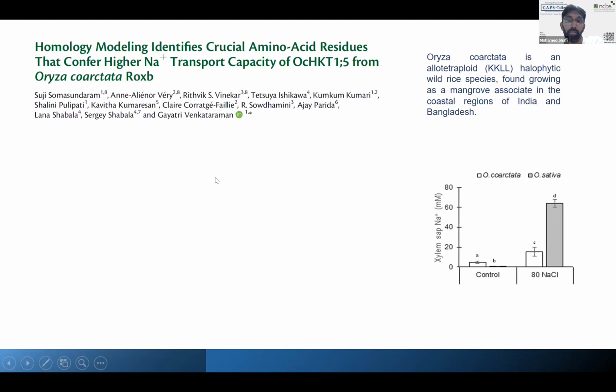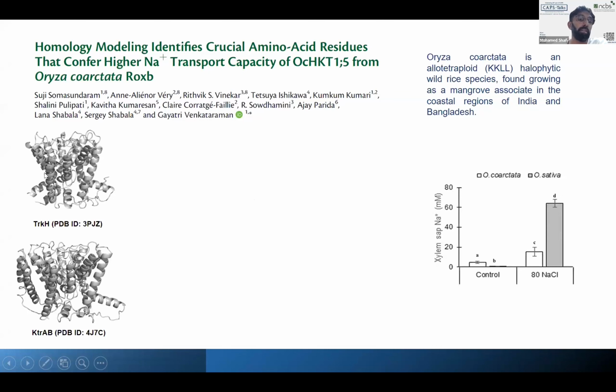Now, in collaboration with Dr. Gayatri Venkataraman, we have done some experiments. You can see here, this is a cultivated rice species and Oryza coarctata, the halophytic species, where we provide 80 millimolar sodium chloride, and now Oryza coarctata is showing the saline tolerance here, whereas Oryza sativa is very saline sensitive.